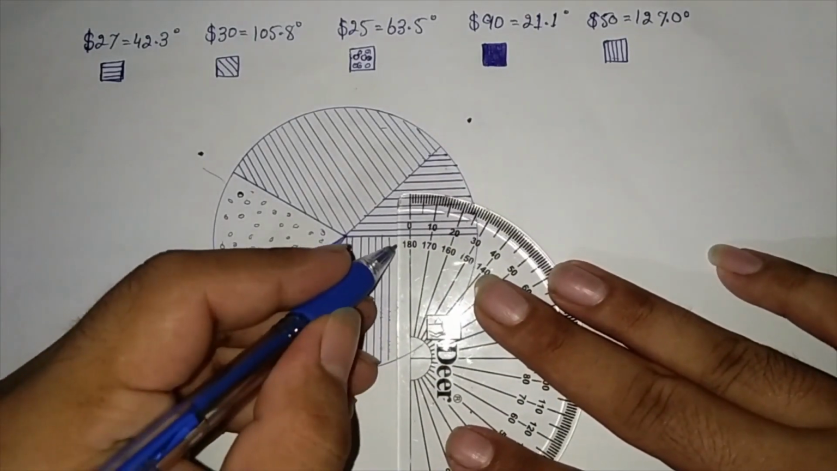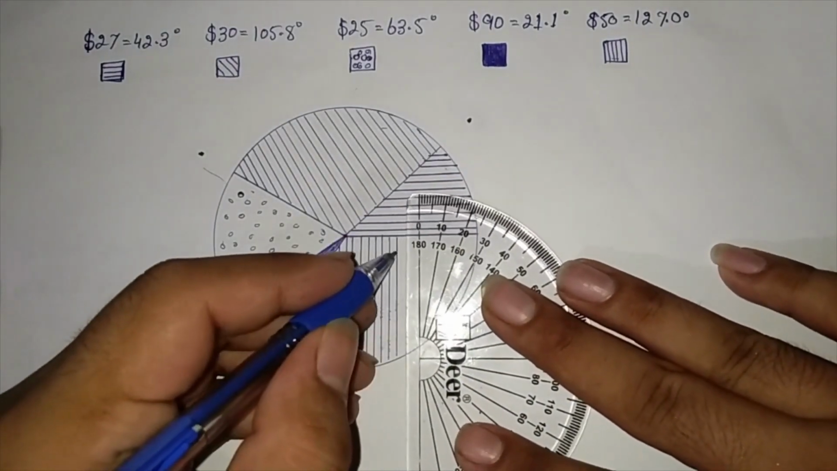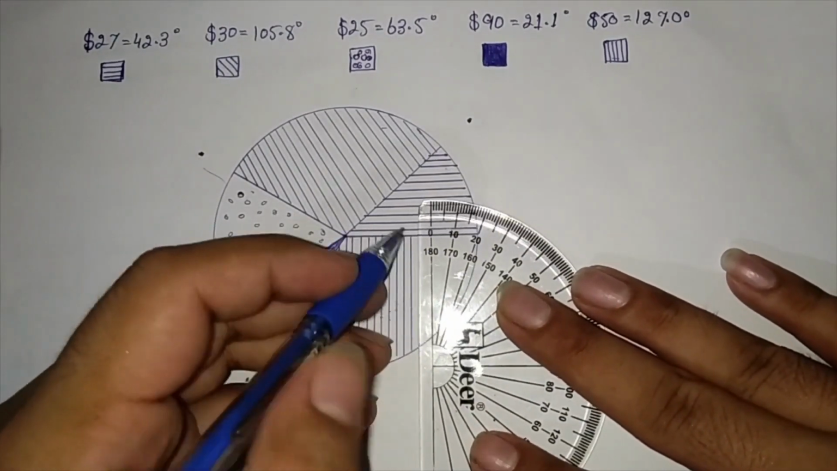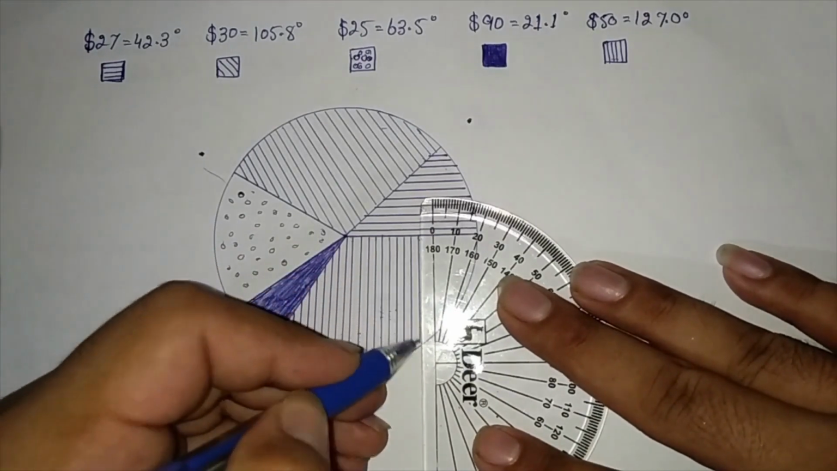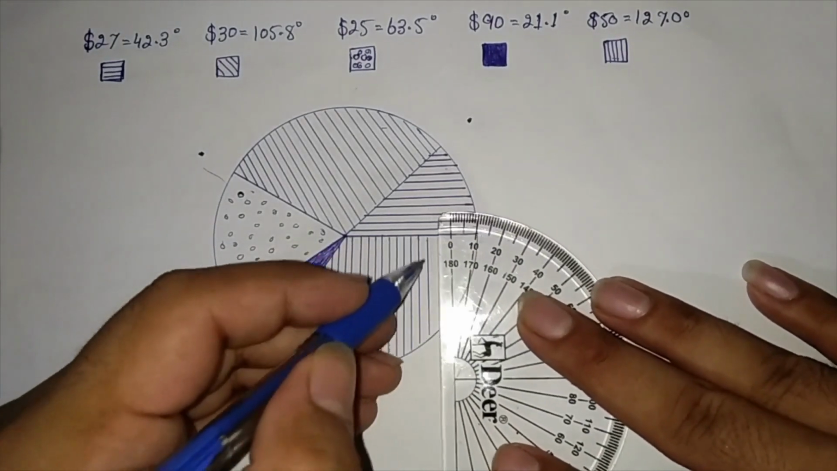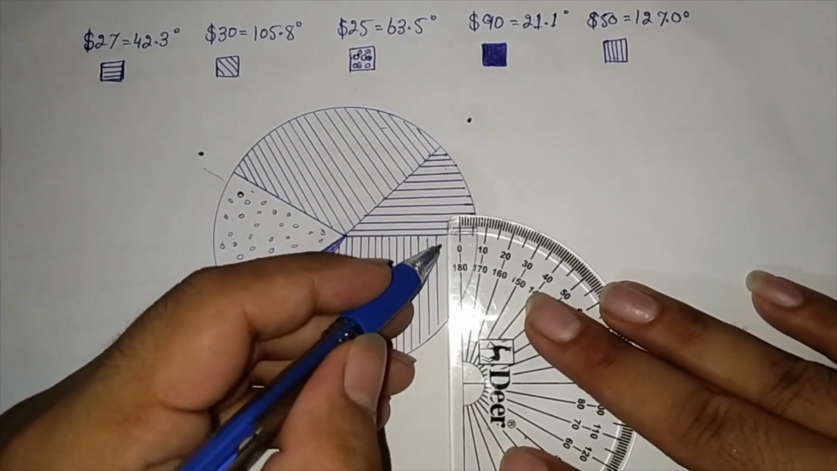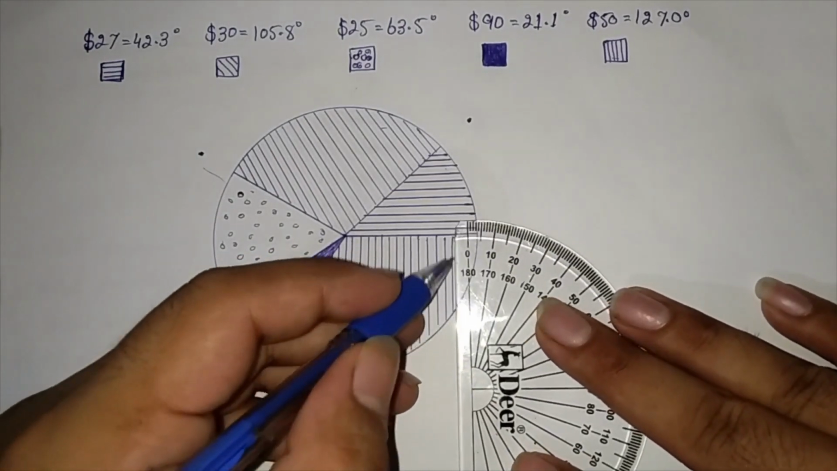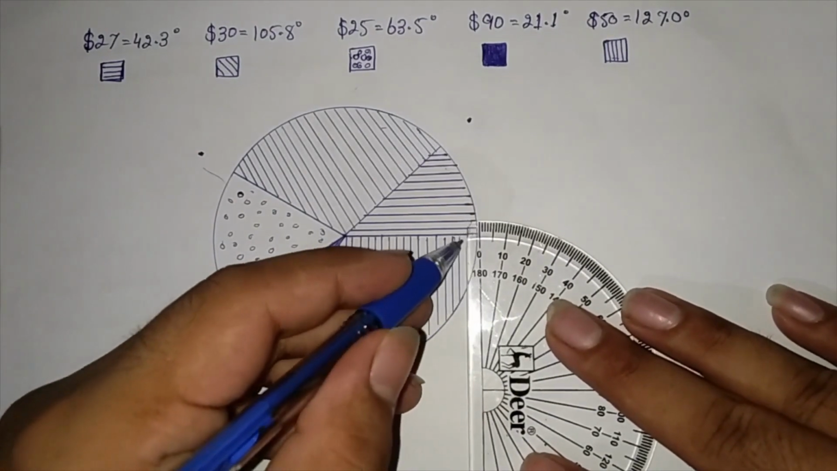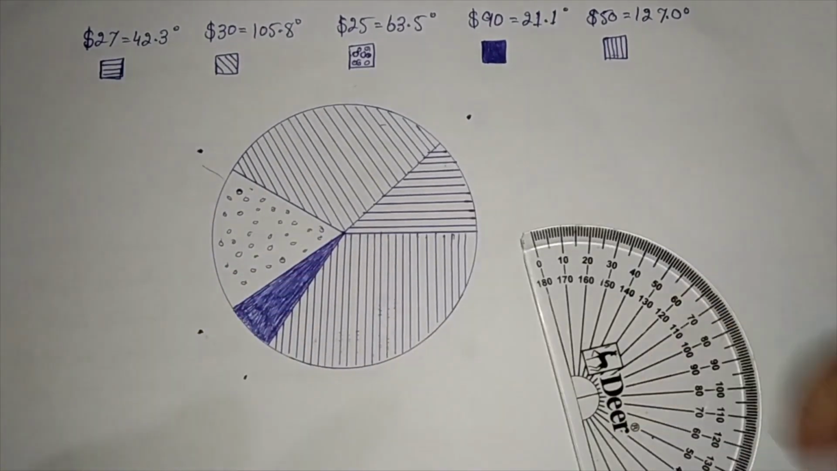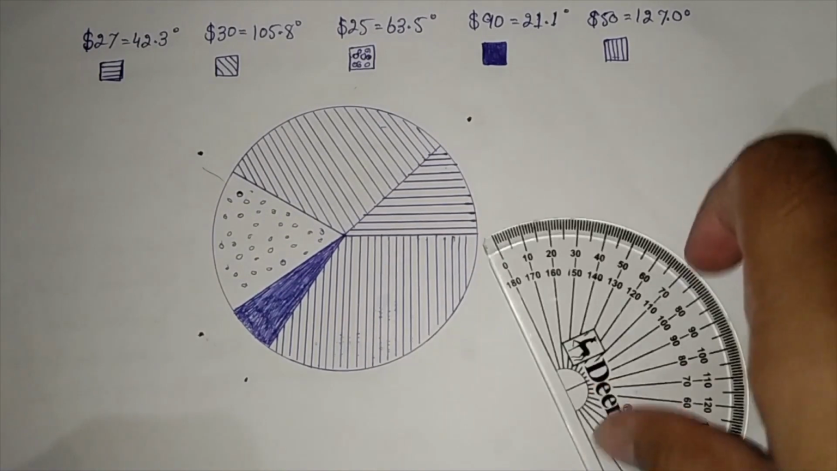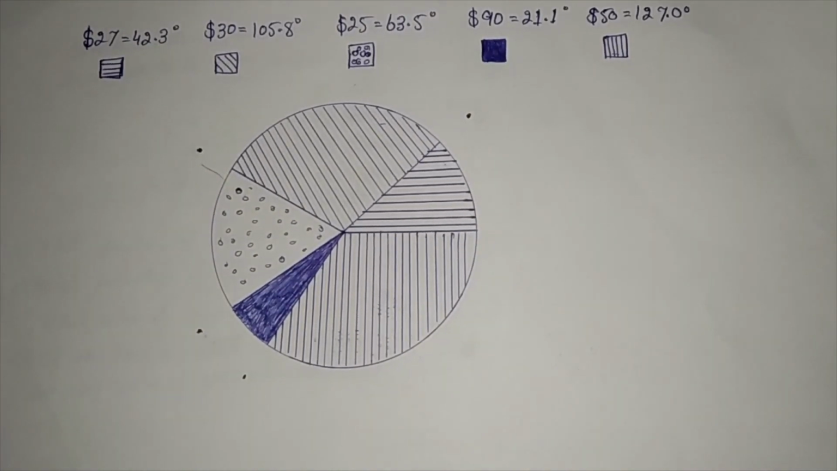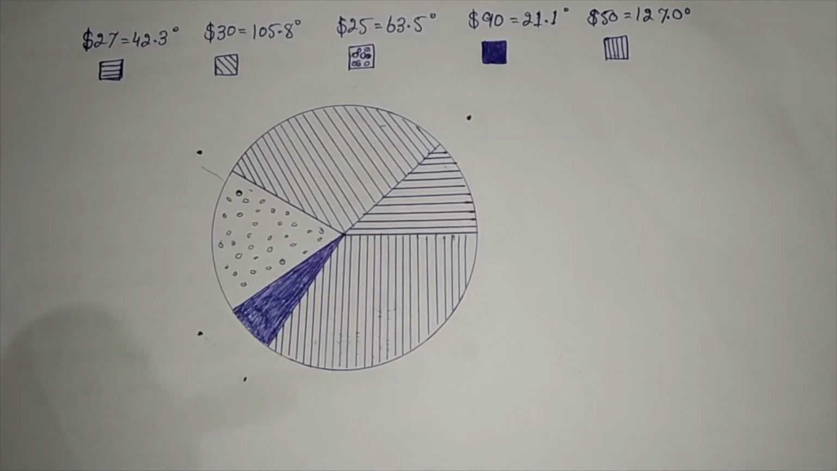And I hope it is clear. Okay, after doing it, we will do another question related to pie charts. In this we have made a pie chart with the help of the given data. Okay, so now let's see our next part.